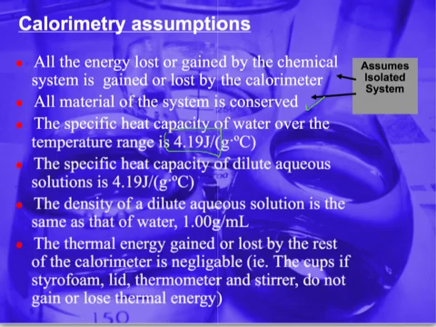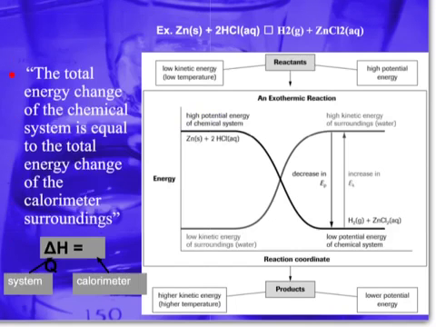The specific heat capacity of the dilute aqueous solutions in which our chemical reactants are dissolved is also 4.19 joules per gram degree Celsius. The density of the solution is still 1 gram per milliliter, the density of pure water, and the thermal energy loss or gain by the calorimeter is negligible. That means that the styrofoam cup, the thermometer, any mixers do not absorb or gain any significant amounts of energy. If all of the assumptions are true, then we can say that the total energy change of the chemical system is equal to the total energy change of the calorimeter surroundings.